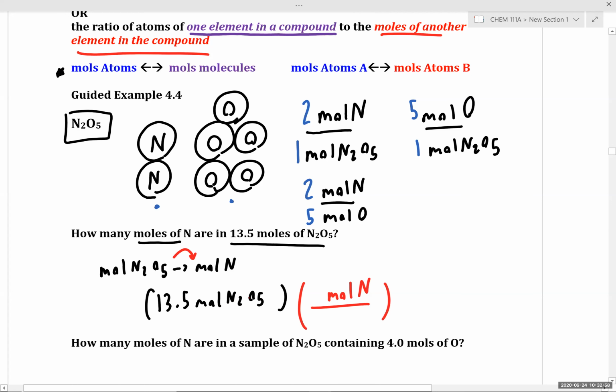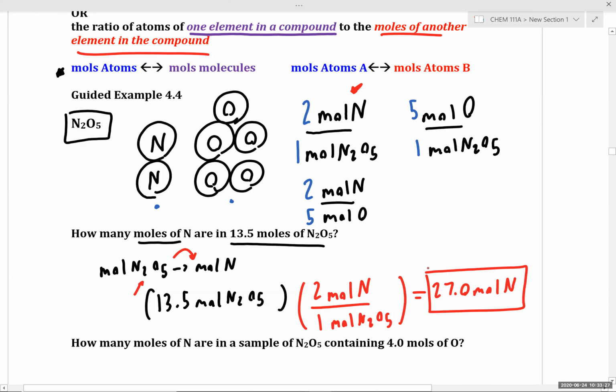And if we're going from the moles of N2O5, what units do we need on the bottom? N2O5. Yep, exactly right. And we know this ratio already. We figured it out up here. There are 2 moles of nitrogen for every 1 mole of N2O5. So if we punch this into our calculator, we get 27.0 moles of nitrogen. Does this make sense to everyone so far? How we're able to use the formula to calculate the moles of an element from the moles of a compound.